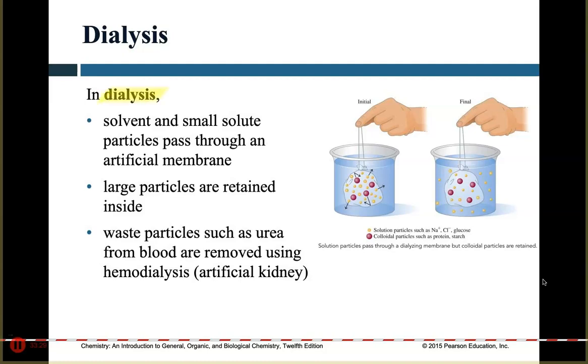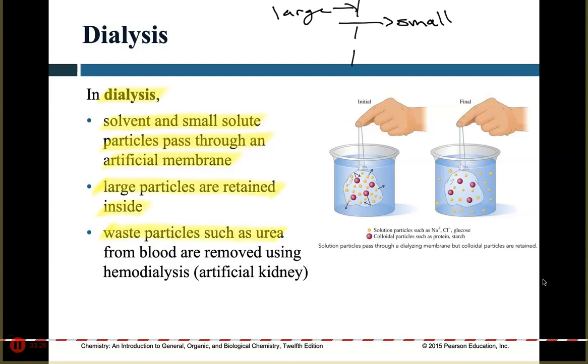So dialysis: solvent and small solute particles can pass through an artificial membrane. In biochemistry, we usually use cellulose. I don't know what the semi-permeable membrane is in instruments used inside hospitals. But effectively what it does is let small particles through and the large are left behind, just like any other semi-permeable membrane we talked about. So large particles are retained inside, allowing other things to pass through.